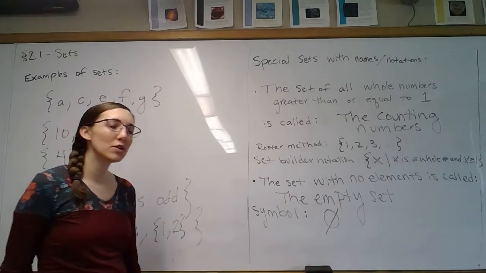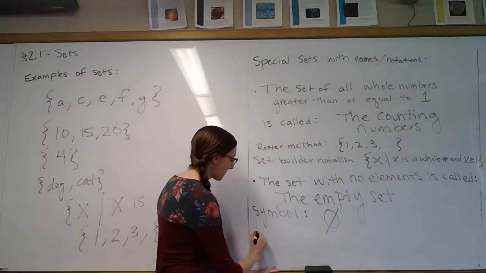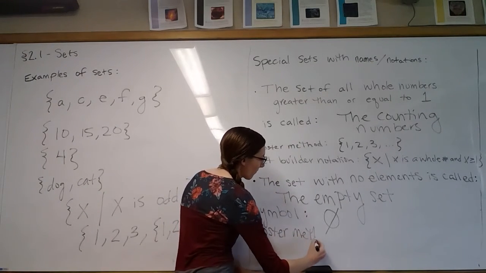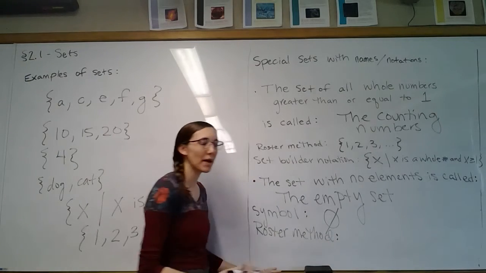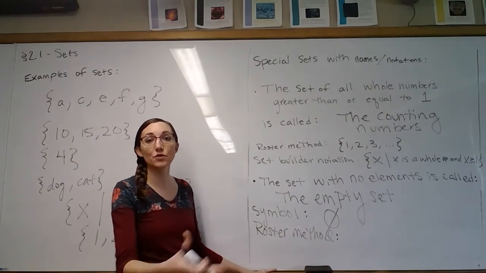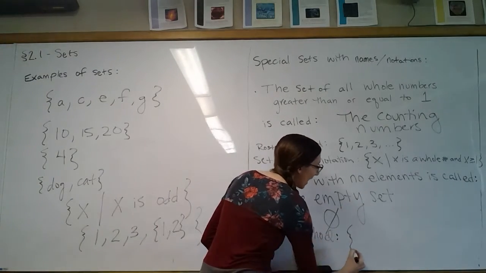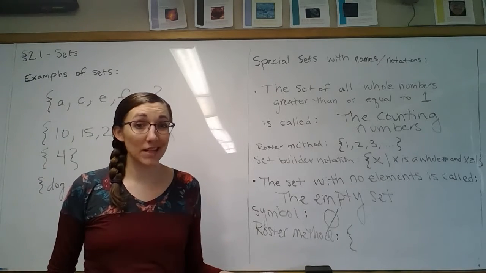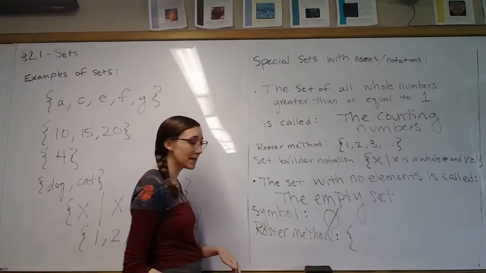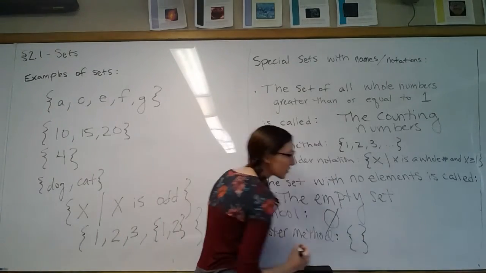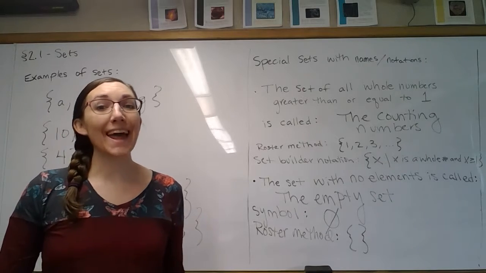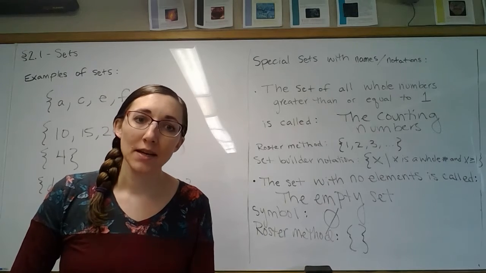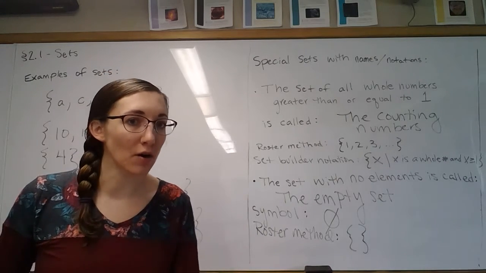If we think about what it would look like in roster method, well, roster method says, okay, to write that it's a set, you do an opening curly brace, and then you list all of the elements, but there are no elements here. So we don't list anything, and then to end the set, you put a closed curly brace. So just an empty set of curly braces would be the empty set. So it's the set that contains no elements.